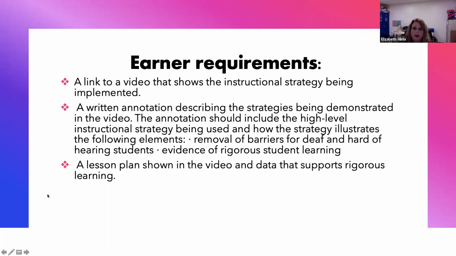The earner requirements for our micro-credential are going to be a link to a video that shows the instructional strategy being implemented, and a written annotation describing the strategies being demonstrated in the video. The annotation should include the high-level instructional strategy being used and how the strategy illustrates the following elements: removal of barriers for the deaf and hard of hearing students, and evidence of rigorous student learning. Also, a lesson plan shown in the video and data that supports rigorous learning.